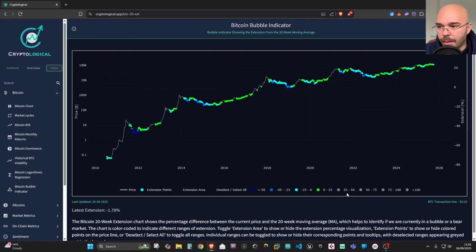So this is the Bitcoin bubble indicator. This is how we can use it to help us identify important levels when investing in Bitcoin. It's a tool that you can use to help take the risk out, essentially.